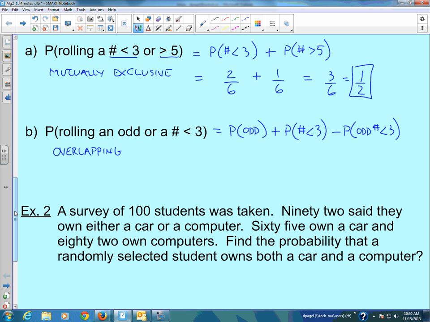Subtract that one out. Probability of rolling an odd, there are 3 odds out of the 6. Probability of rolling a number less than 3, there are 2 of those that are less than 3. Probability of rolling both an odd number and a number that's less than 3, there's only one odd number that's less than 3. So I get 2 plus 3, 5, minus 1 is 4 out of 6, or a 2/3, 66.7% chance that I will roll an odd or a number that's less than 3.